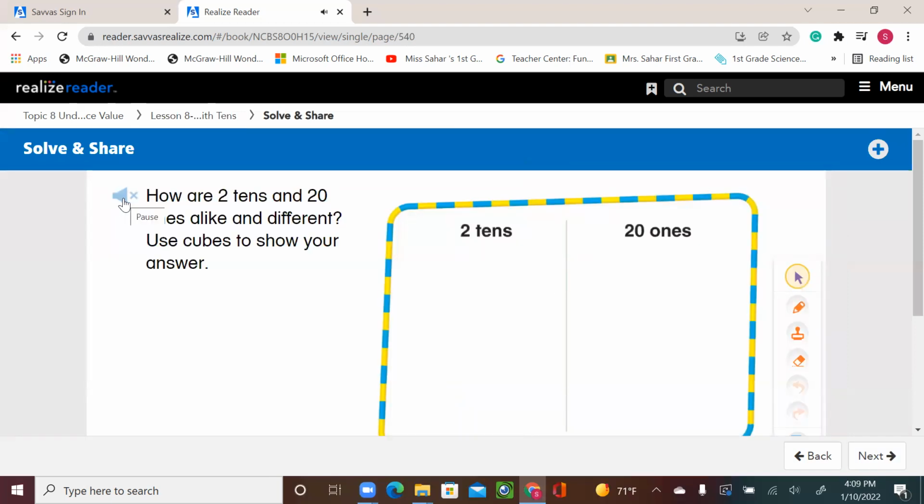How are two 10s and 21s alike and different? Use cubes to show your answer. All right, before we watch our video, let me say something simple here. When I have 10 ones added together, like I made them in a tower using my counters or my cubes, that means I have a group of 10.